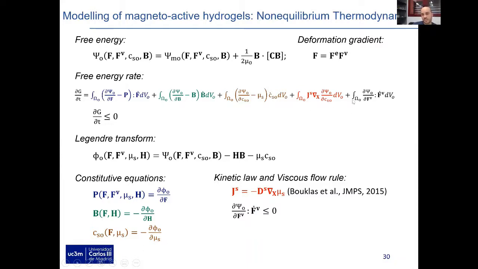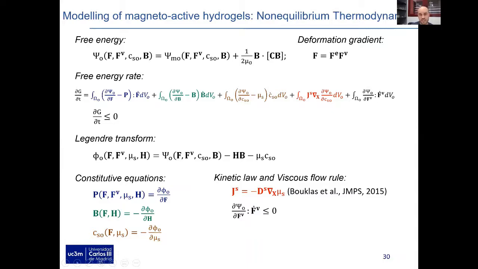Then these last two terms are going to provide consistency conditions to define the kinetic law. For the solvent flux, we took this expression where Ds is a mobility tensor, symmetric and positive definite, multiplied by the gradient of the solvent chemical potential. The second one is going to determine which kind of evolution for the viscous flow rule we can impose.